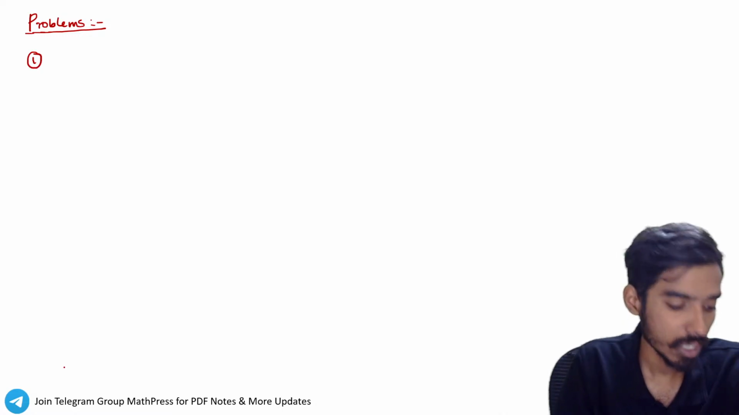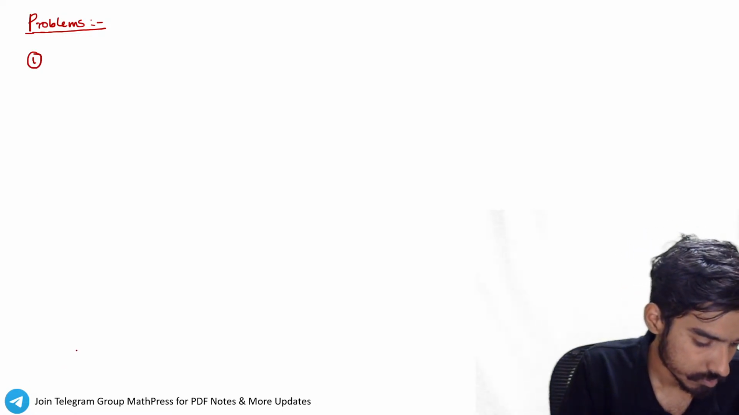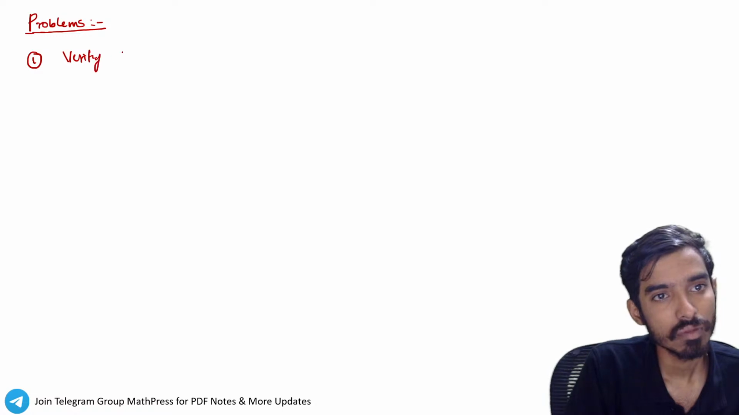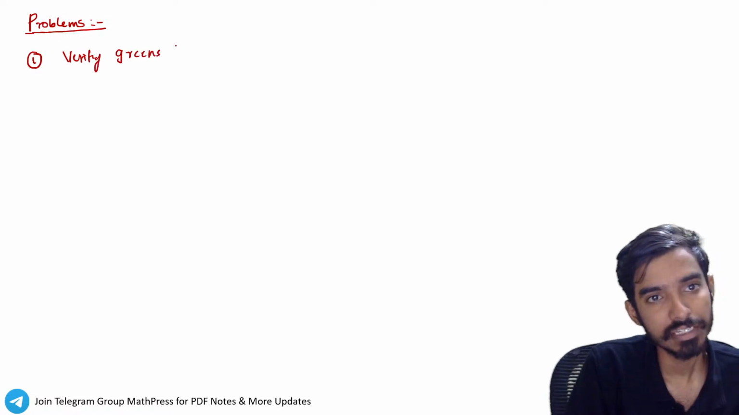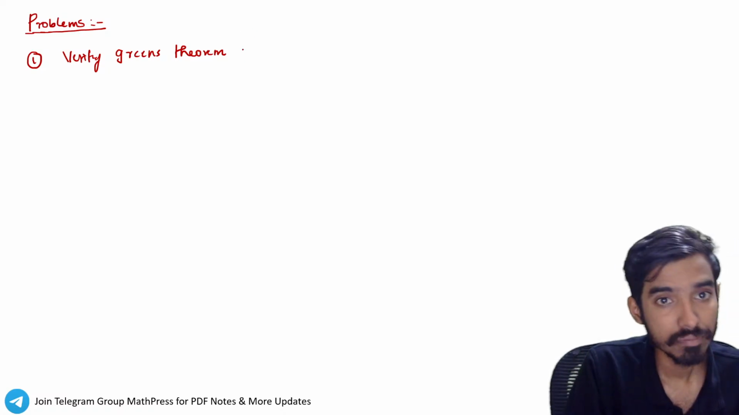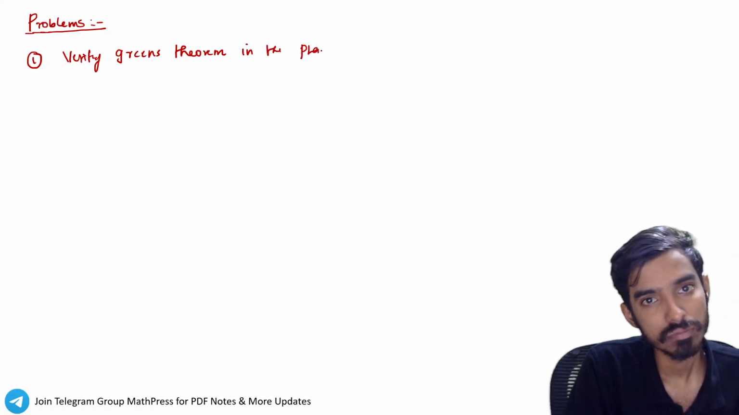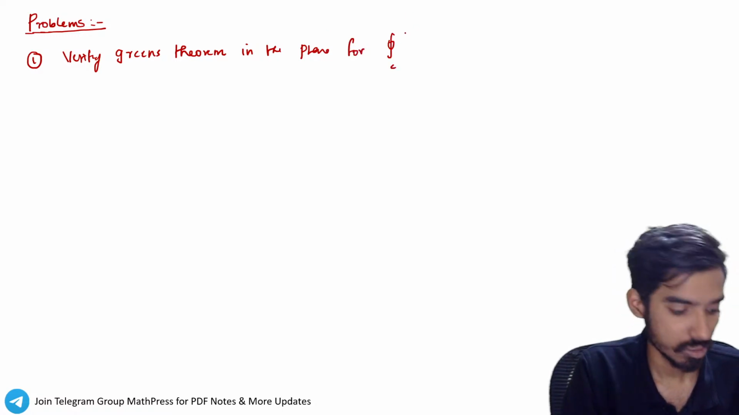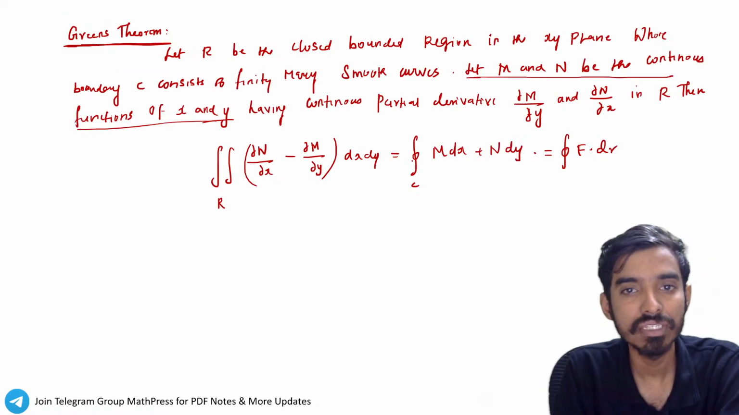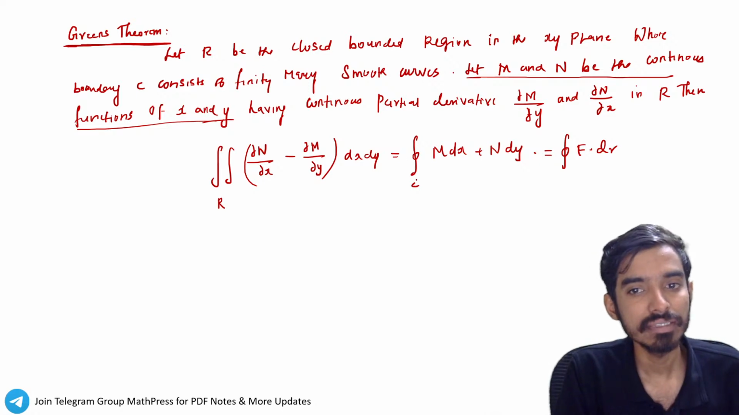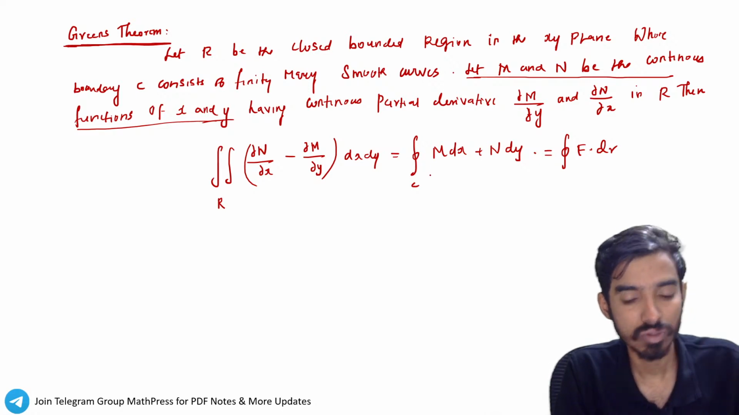We'll get on to the first problem. Verify Green's theorem for the plane, for a closed curve. You can see this means the closed region. If I put a circle on the integral here, it means that C is closed.